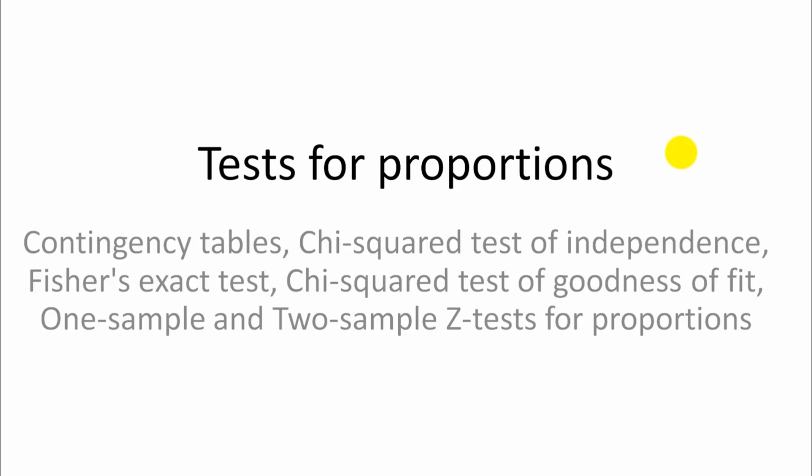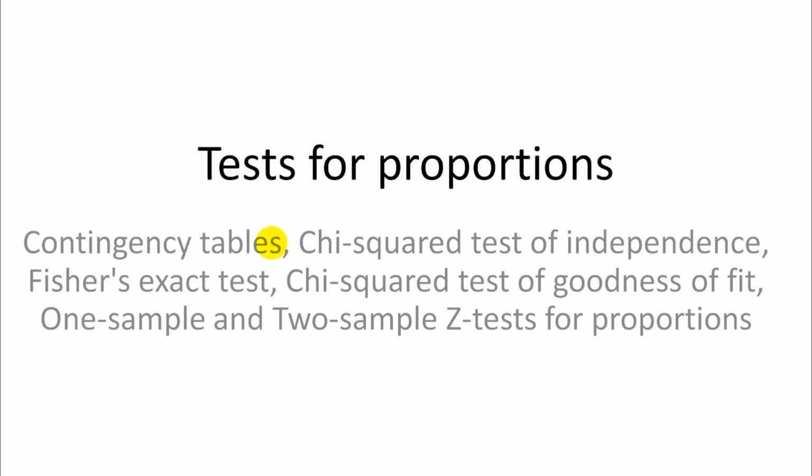This video covers tests for proportions. So this is for binary data such as survival, yes or no, or if you have a dependent variable that has two classes like male and female. So for this type of data, these tests apply. These are also non-parametric statistics. And we start with contingency tables.